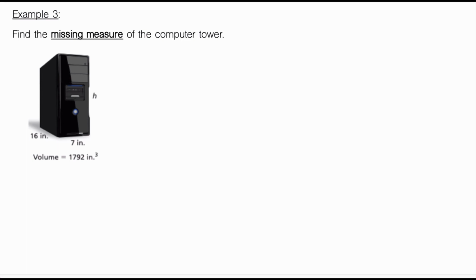Anyways, this type of problem is a little bit different. This is find the missing measure of the computer tower. We know that this computer tower takes up 1,792 cubic inches of space. We also know that it has a length of 16 inches and a width, it's 7 inches wide. But how tall is this thing? What's the height? Well, there's a couple ways to find out, but the way we're going to use is we're going to work backwards. We're going to do volume equals the area of the base times the height, and we're going to plug in what we do know and then solve for what we do not know.